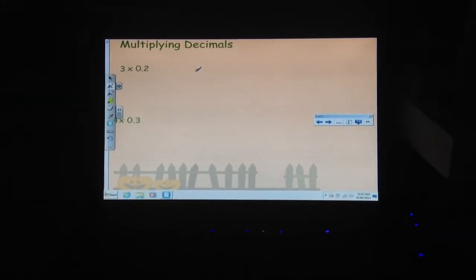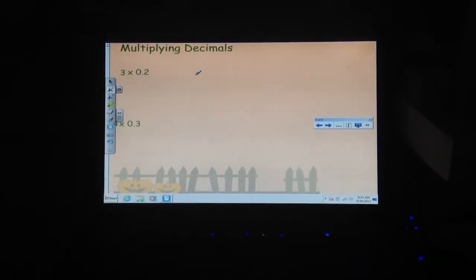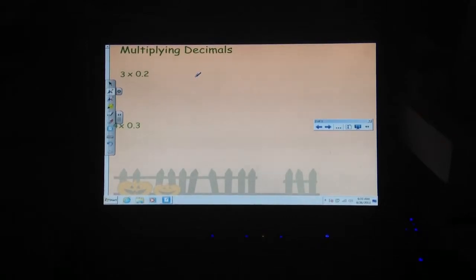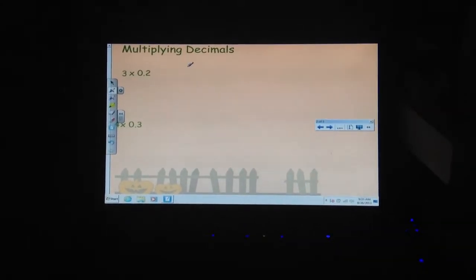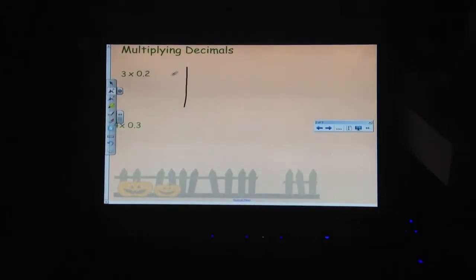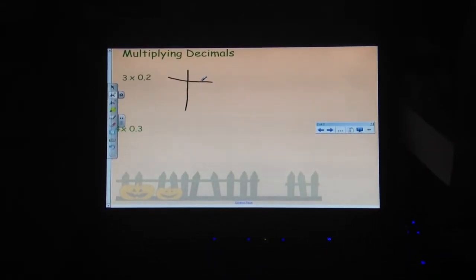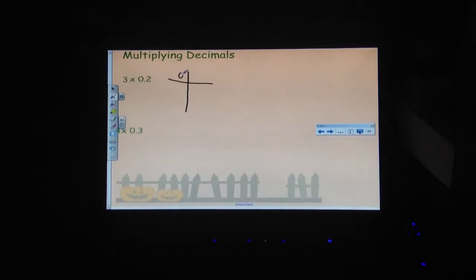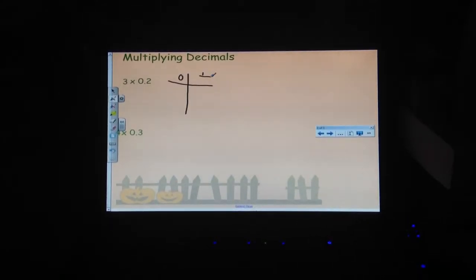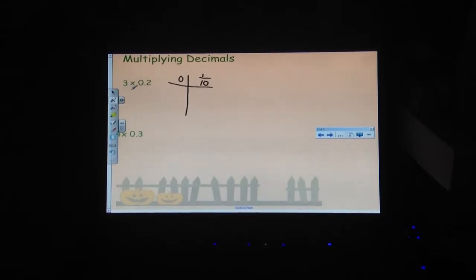Today we're going to look at multiplying decimals using both a model and a diagram. So we'll look at the model first. This is similar to what we did with subtraction and adding. We're going to label the ones and the tenths. And you can see here I have 3 copies of 2 tenths.